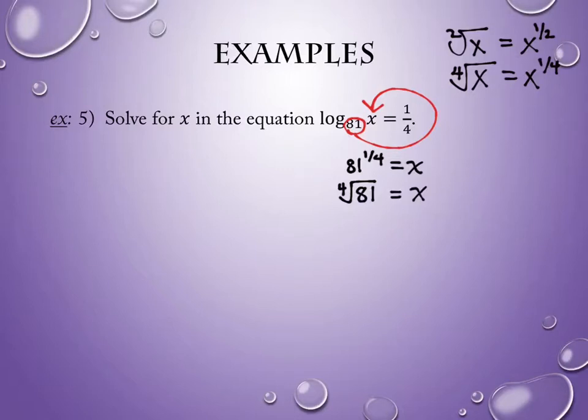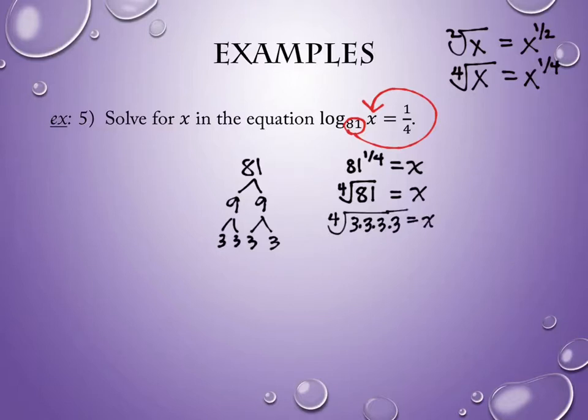We would factor 81. How does 81 factor? Nine and 9, and the 9's factor as 3 and 3. So literally we have 4 3's underneath here. So what is the 4th root of 81? It's just 3. Good job.